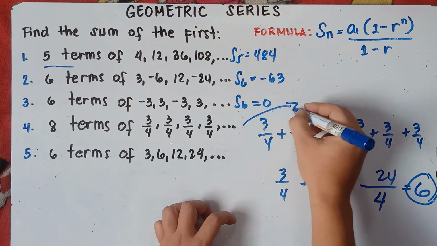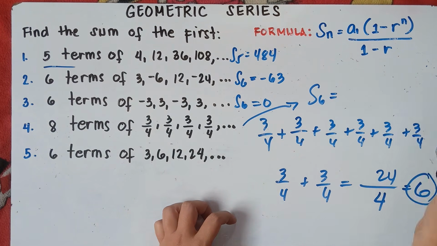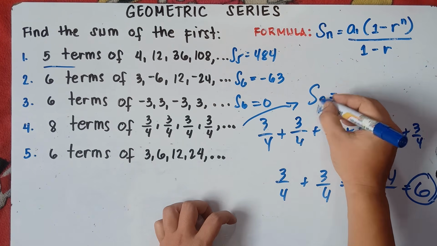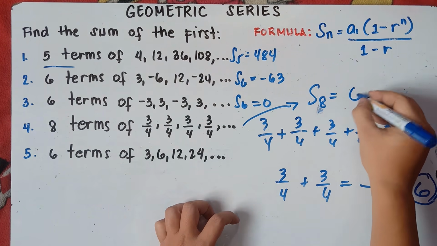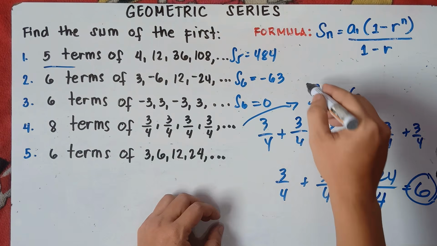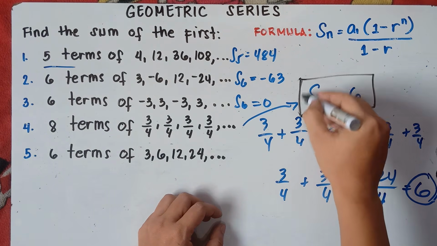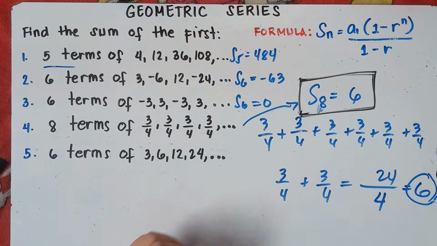That's it, class, for number 4. S sub 8, sum of the first 8 terms, that is 6. So there are some cases, class, that you will not use the formula, because you can do it manually.